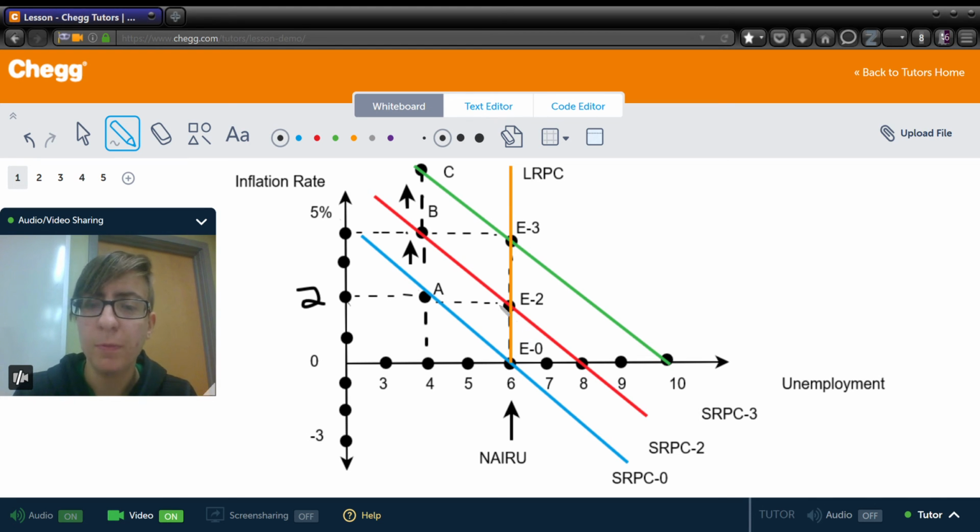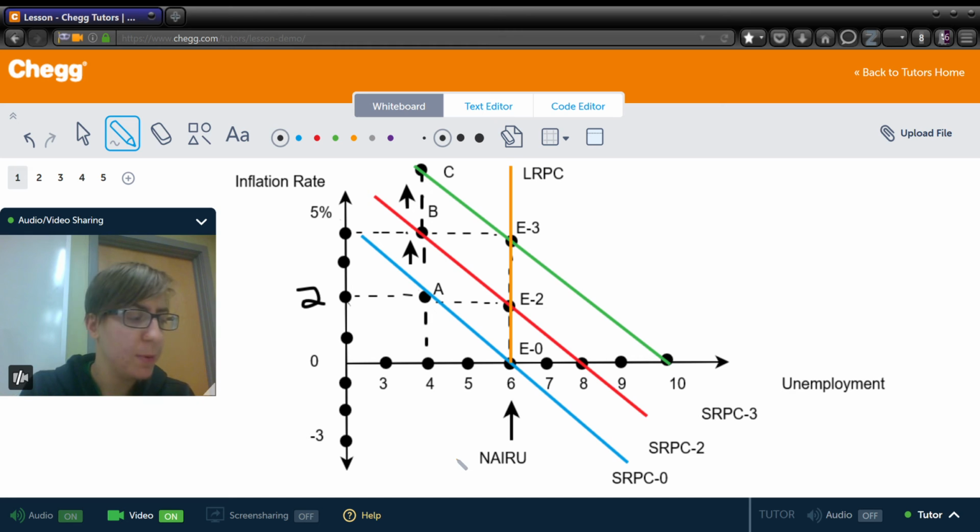What do? You shift SRPC2 to SRPC3. So you increase again by 2%. And at the same unemployment rate of 6%, you will meet a 4% inflation rate.